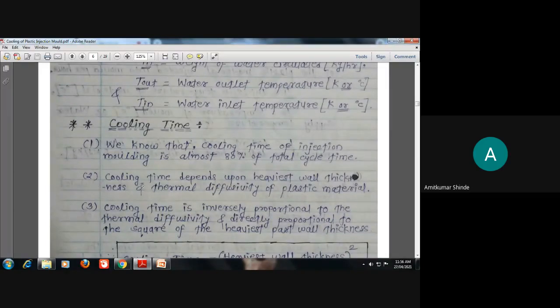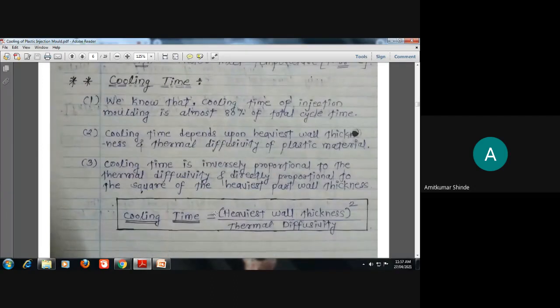Already lots of times I have explained this in the plastic injection molding process. Whichever cycle time is required, depending on the cycle time only you will get your final product, meaning depending on the rate of solidification. Of the total cycle time taken by the method to manufacture this product, 80% time is required for the cooling. Now this cooling time is directly proportional to, or depends on, heaviest wall thickness and thermal diffusivity.